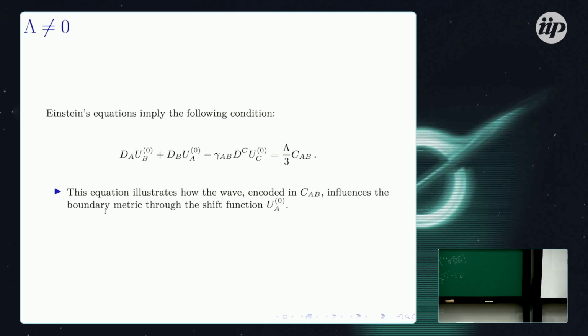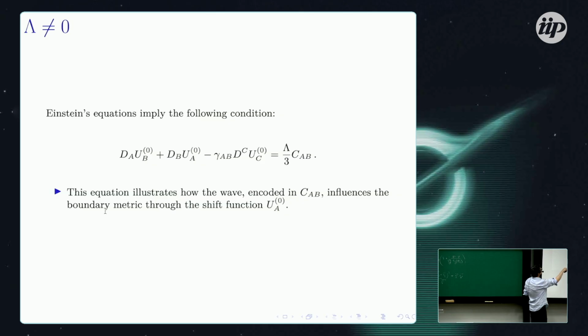And it also relates the shift with C_AB, which contains the information of the wave. This equation is very important because it contains most of the physics. For example, when lambda is not 0, if we have a non-trivial C_AB, the information of the wave, which is codified here, will induce that U^A will also contain the information of the wave.